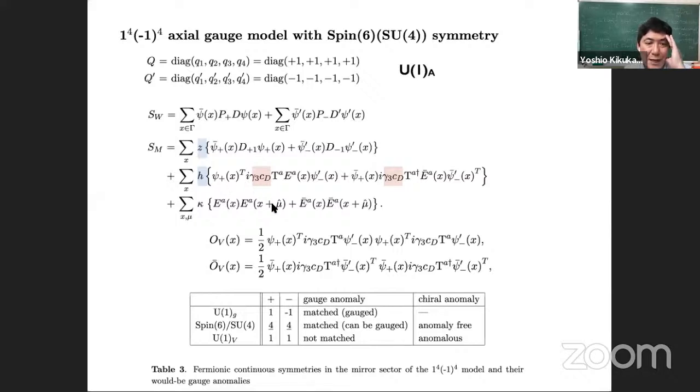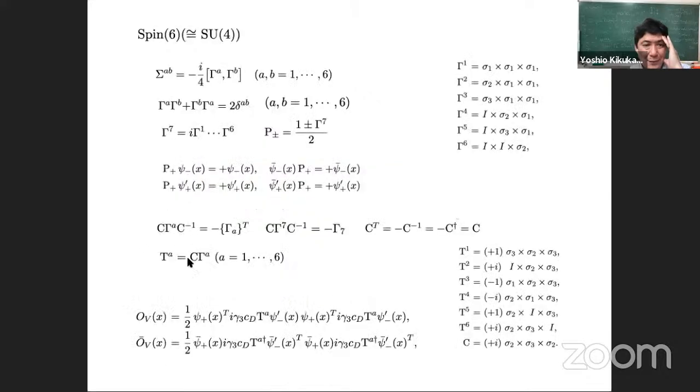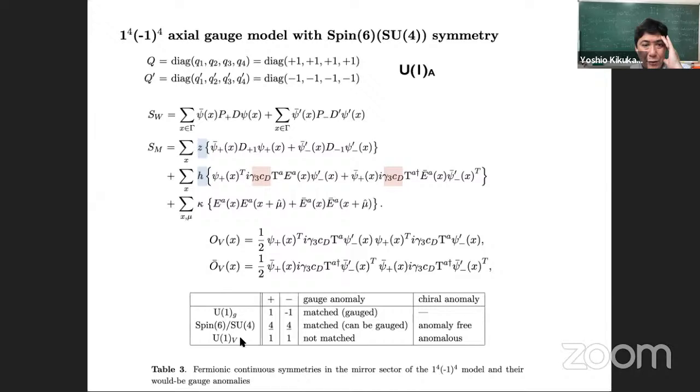Okay, so to preserve the U1 gauge interactions, we need to have psi and psi plus, not psi bar plus and so on. So I assign the same four-dimensional representation here. Then we need to introduce the T matrix with charge conjugation matrix times gamma, this one. Then this term is U1 axial invariant and also spin six or SU4 invariant.